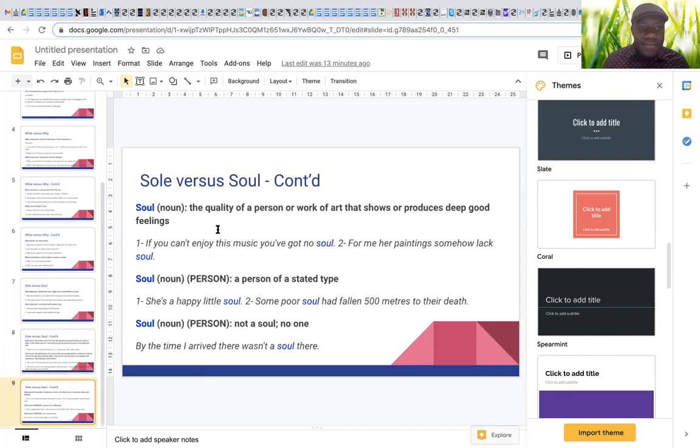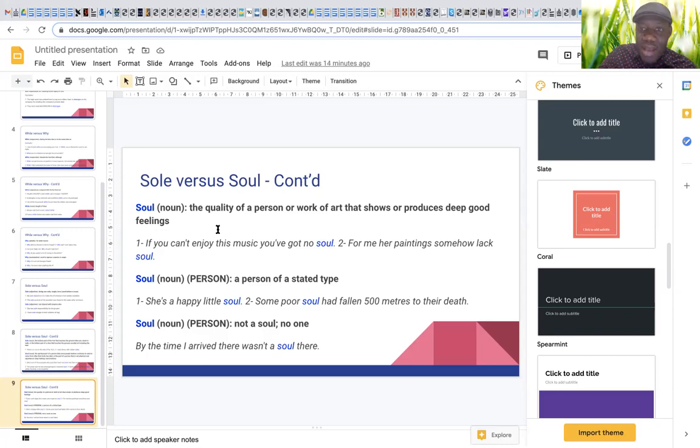And finally, soul, still S-O-U-L, can mean the quality of a person or work of art that shows or produces deep, good feelings. If you can't enjoy this music, you've got no soul. It means you've got no soul to connect with the music.